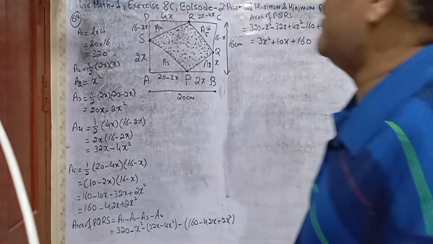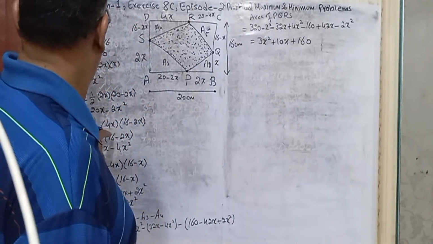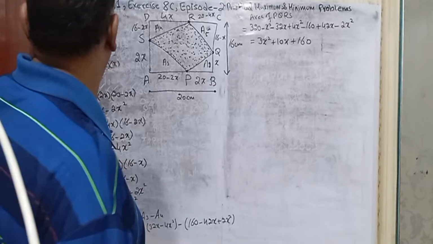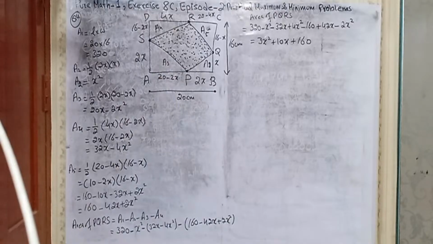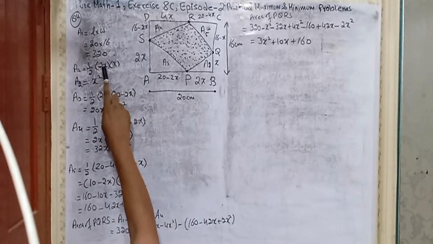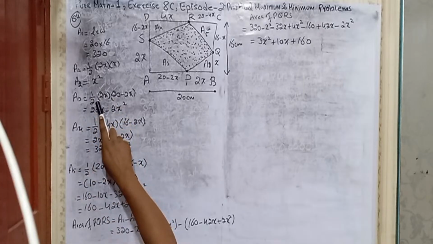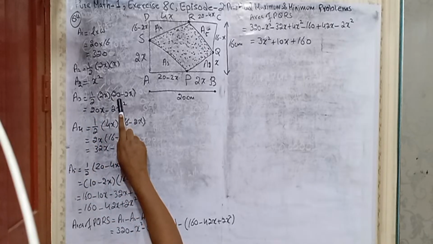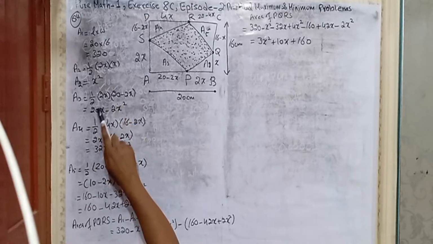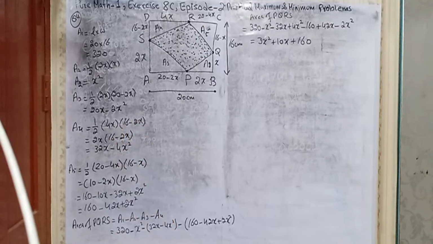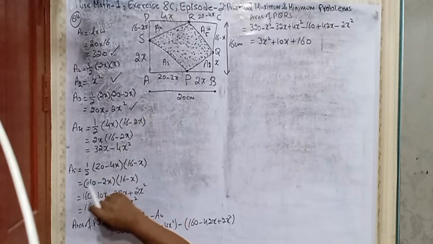So let me check again. Okay. So we made some mistake. 320, okay, that's right. So let me check this. Okay, so this will become 2 cancel x here. 2x into x. Okay, this is 1 by 2 into 2x minus 20 minus 2x. 2 cancel. So x will multiply 20x minus 2x here. This I think is right.